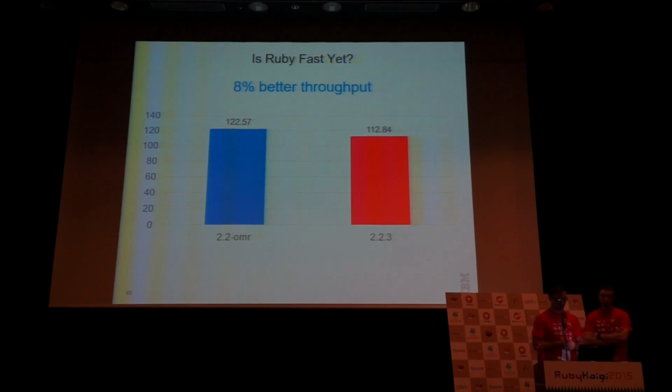By plugging in our garbage collector, we're seeing overall an 8% better throughput on Is Ruby Fast Yet, which is a stress test for Rails. And we're seeing GC overhead being reduced from about 8% to 3% with our collector.